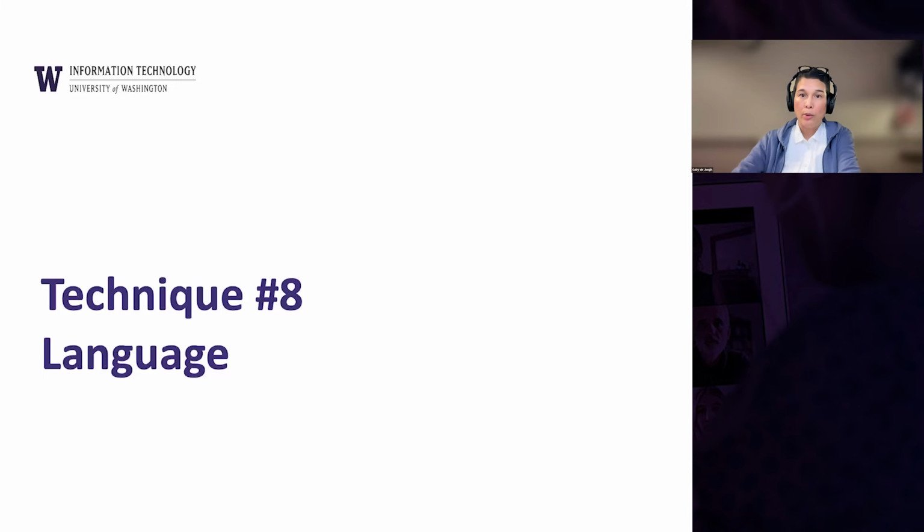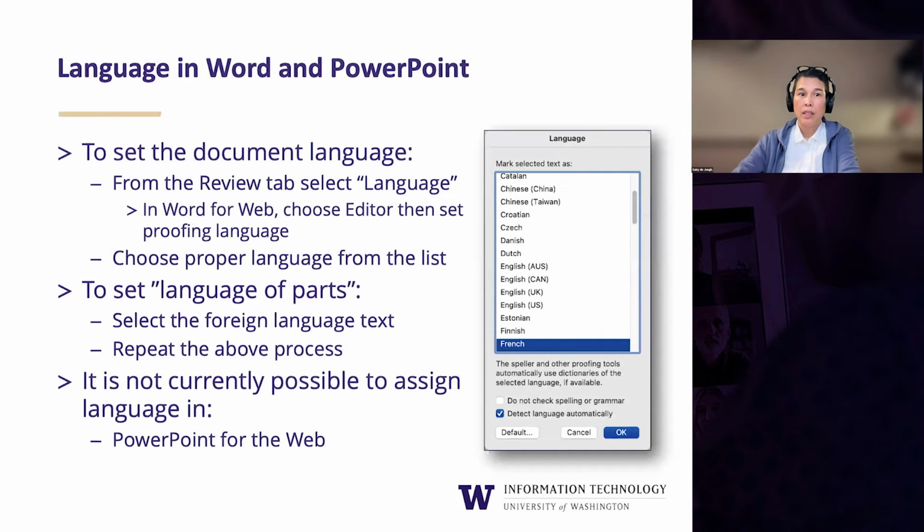Technique number 8, language. It's important to define the language of a document, or even parts of a document if they are in a different language, so that screen reader users can understand the content with a proper context. The screen readers can change language on the fly if the user actually has those languages installed on their devices.